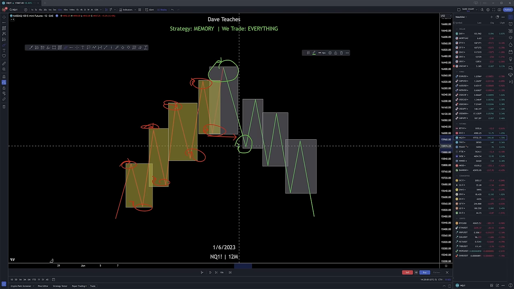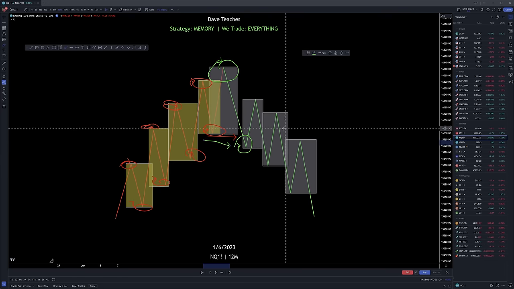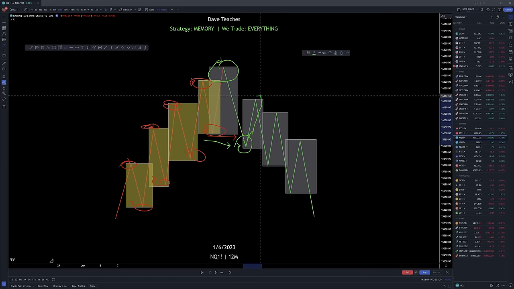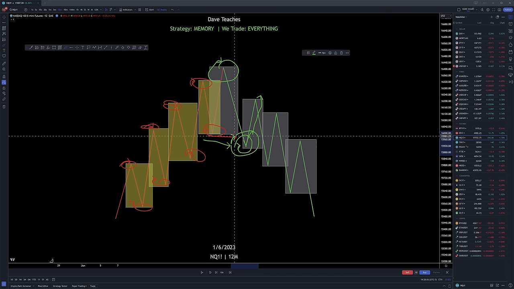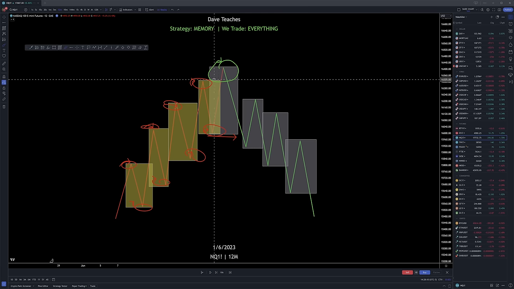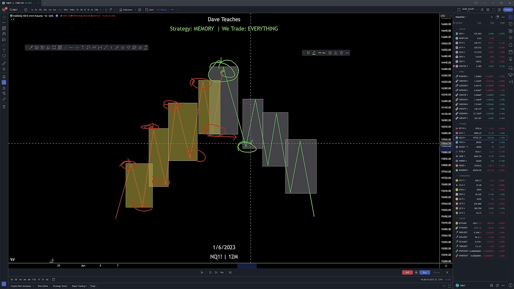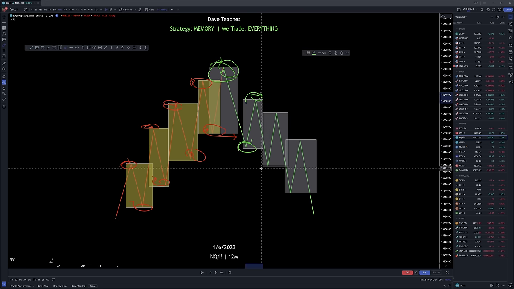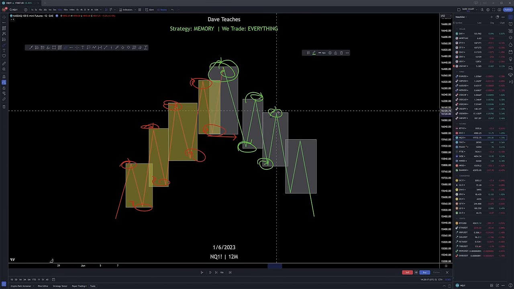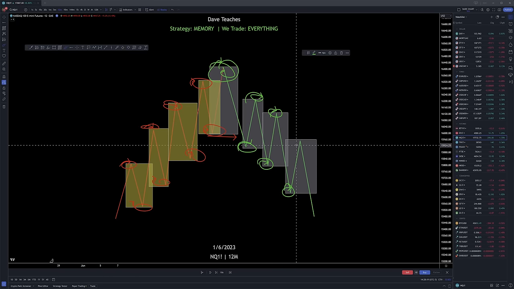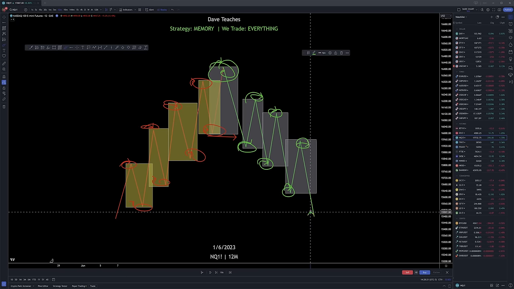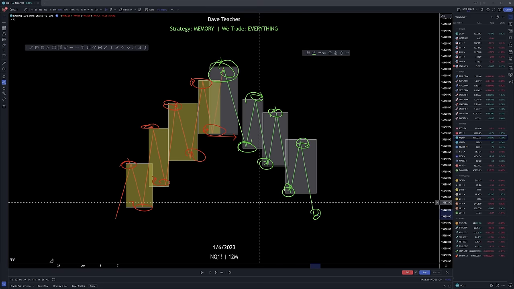And this, whatever broke before it started to run back into that range, is the low. So we have this high, we have this low. We have this high, we have this low. We have this high, we have this low. We have this high, we have this low, right? That's what we call market structure, the highs and lows.